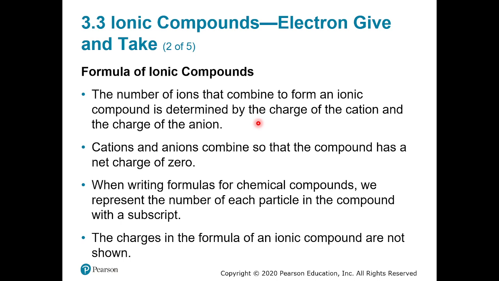Now, the number of ions that can be combined to form an ionic compound is going to be determined by the charge of the cation and the charge of the anion, because you're going to have to balance these out, right? Kind of like your checkbook. Remember that really this is just accounting. Okay, it's accounting for electrons.